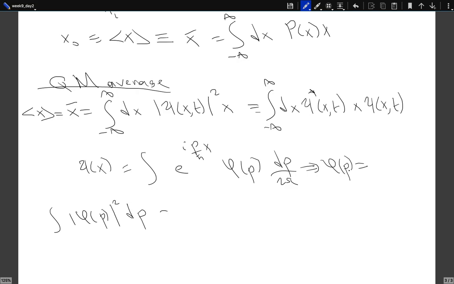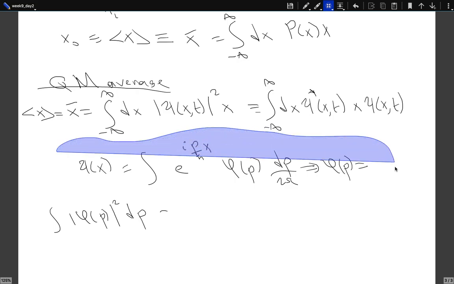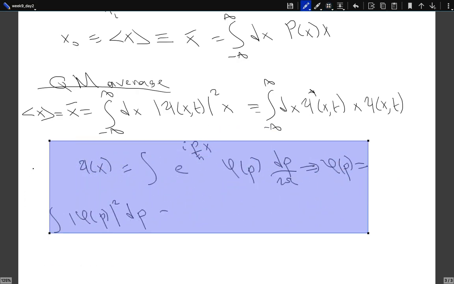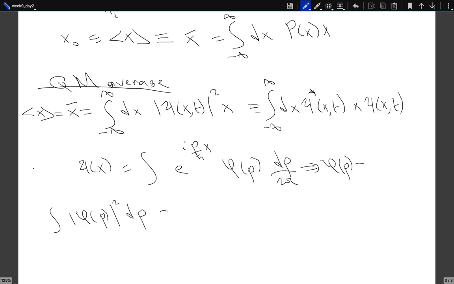Have you seen Fourier series, Fourier integrals? Fourier integrals? No. Okay, so do you know how to obtain this phi of p from this integral? Okay, forget it. It's not so important. I'm sorry.